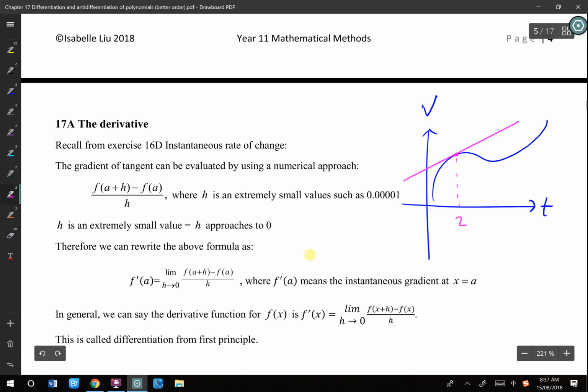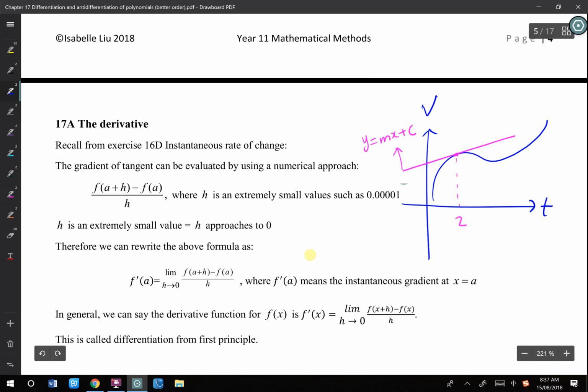A tangent is the line that only touches the curve at that single point. Then we can find the gradient. There's only one such line. Let's say this is y equals mx plus c. The m of that linear is the instantaneous rate of change at that point.